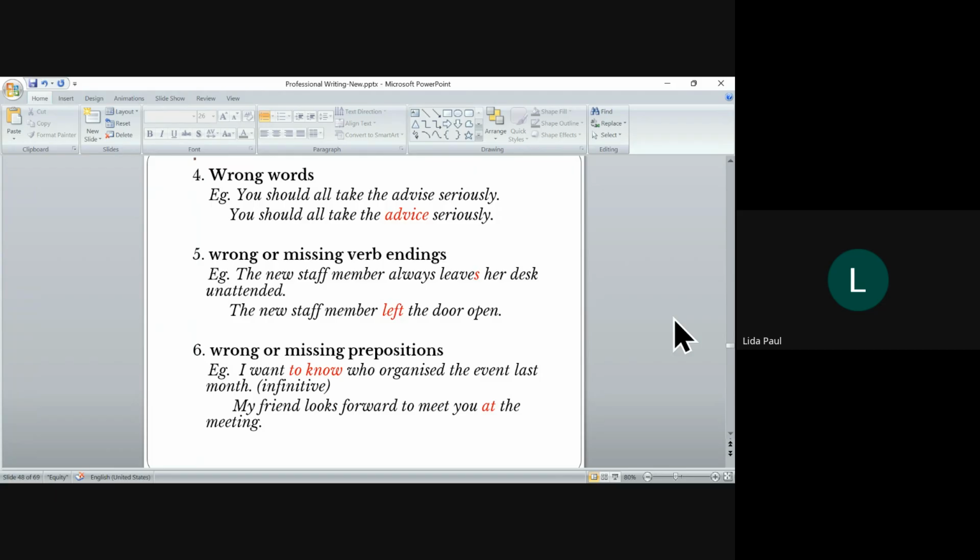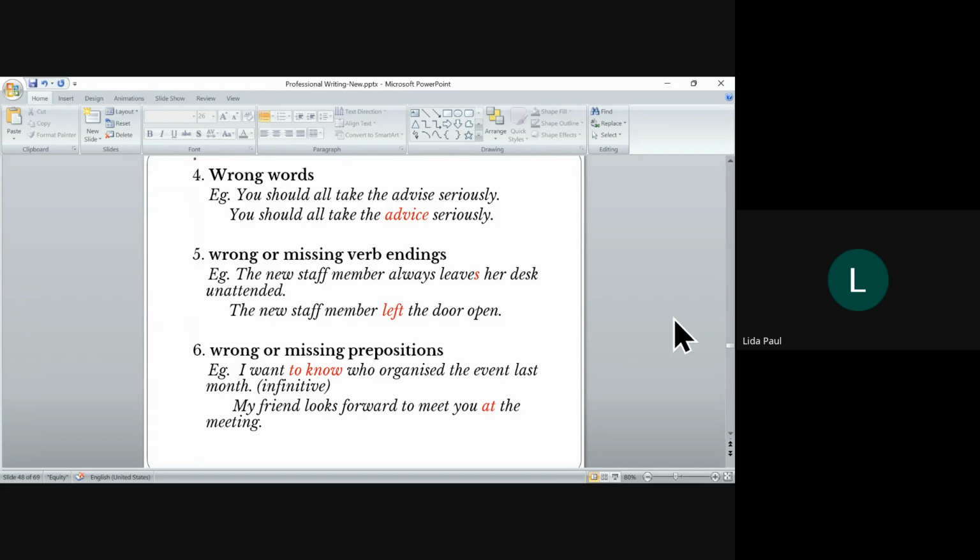Fifth one, wrong or missing verb endings. Okay, now this one should not be that big a problem. I think most of the people should be able to handle it. Missing verb endings, actually this is a case of subject verb agreement more than missing verb endings. The verb endings are missing, that is like the surface error, but what has actually happened is that because that has been left out, there has been an error in the agreement pattern.